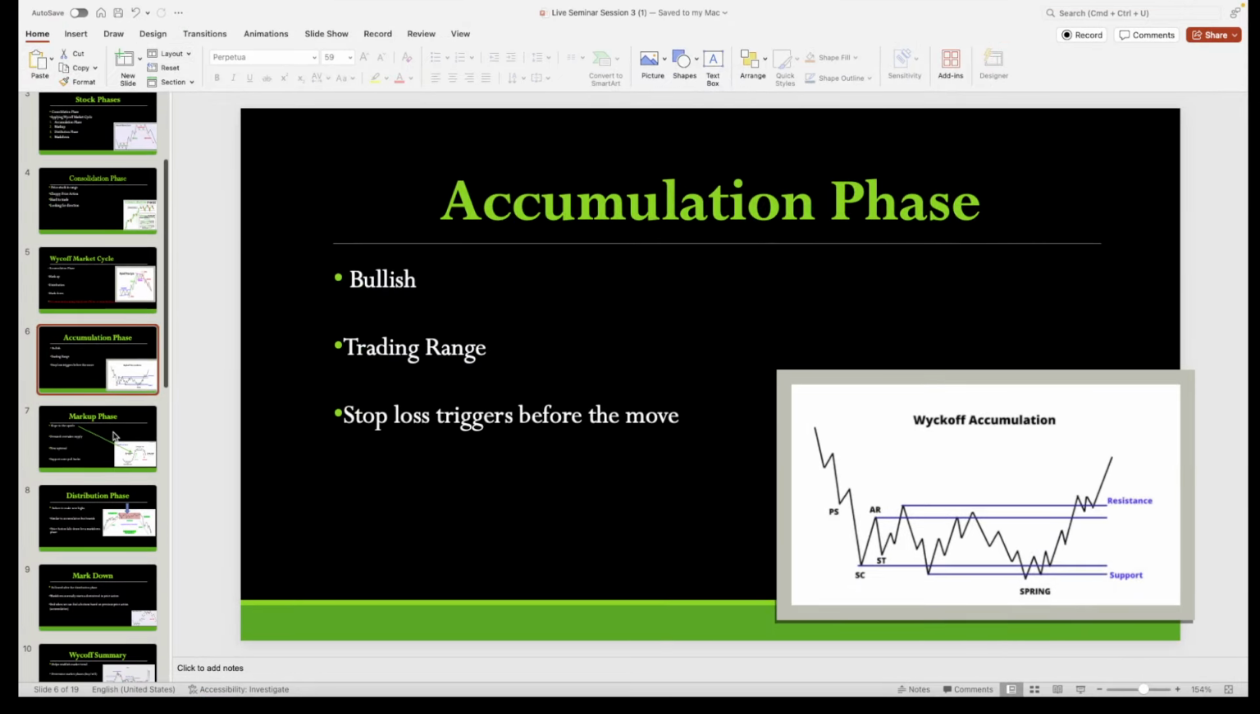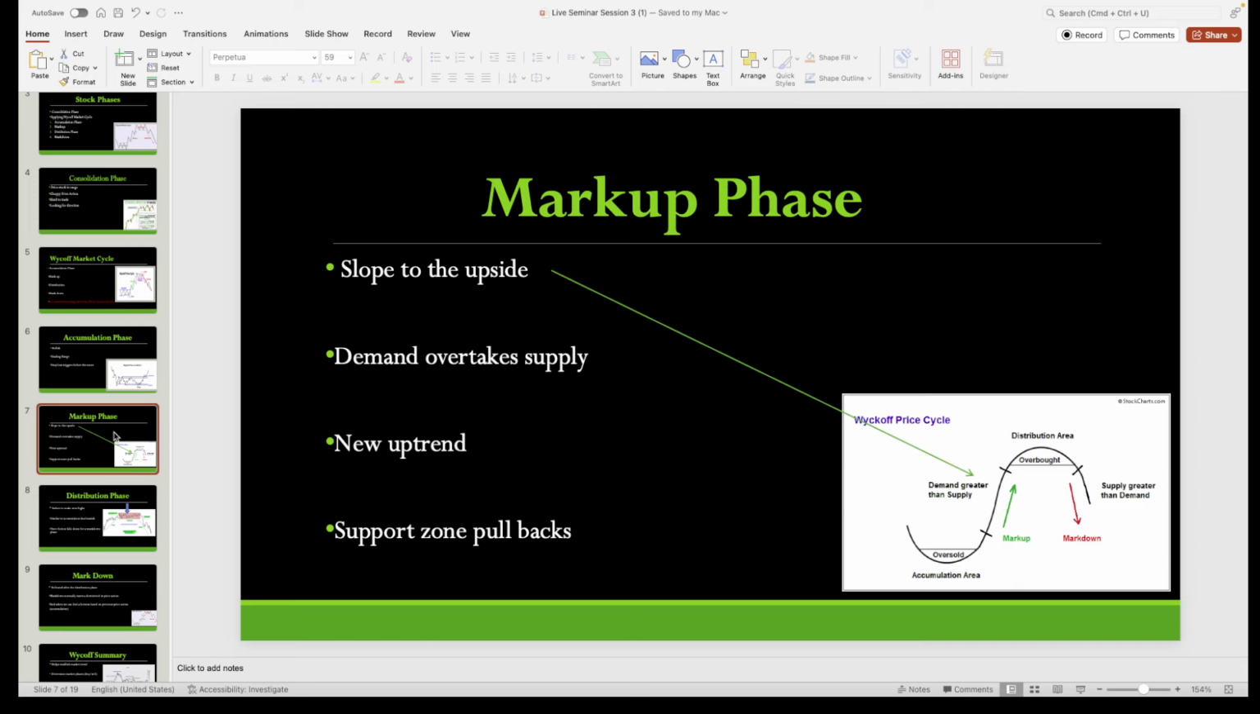So let's just go through. Again, that's what I discussed in the accumulation phase. You get your spring, down, up. Same with your markup phase, right? It's got a slope to the upside, demand overtakes supply, you've got a new uptrend being started, and it's good for entries. And then your areas of pullback are your potential entry zones.